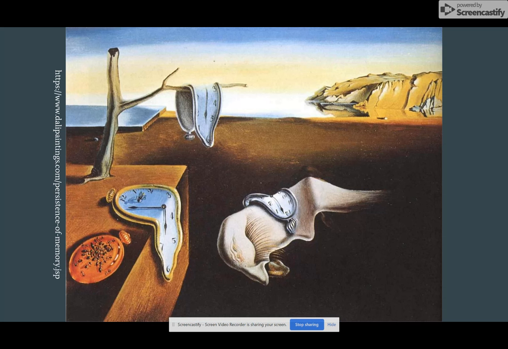So the color uses mainly warm tones and contrasting blues. There's some white in there as well, but mainly just oranges, reds, and yellows. And it just creates distinction between the clocks, the sky, things of the nature.